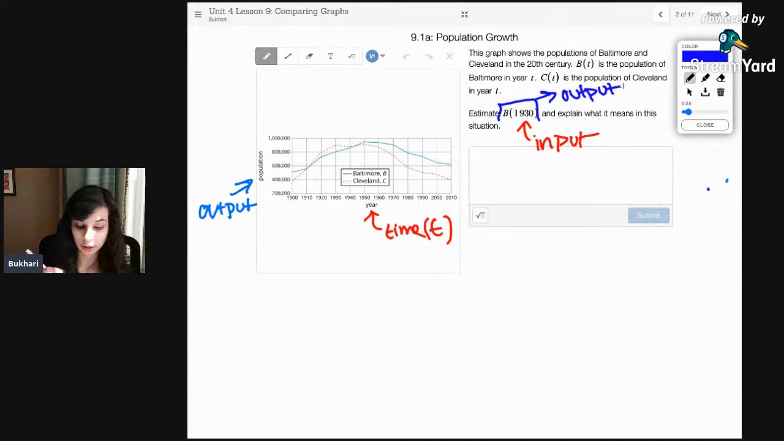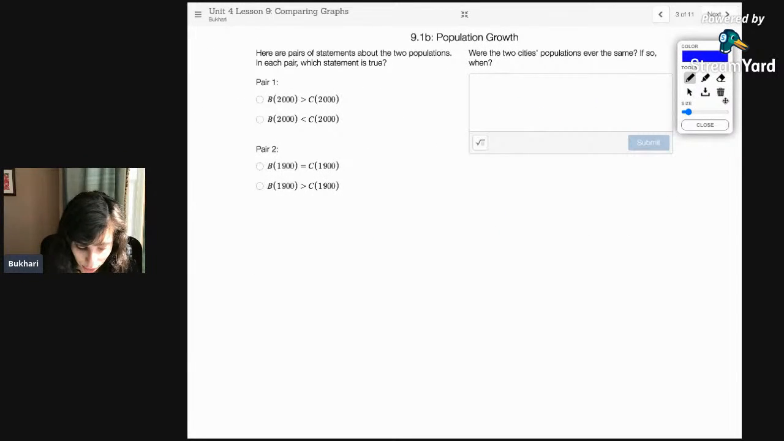We're looking at our input of 1930, and we want to see what the population is when B, the population of Baltimore, is at 1930. You can see that exactly in the graph, and if you need to use a sketch tool to see where it is, feel free to use that. So nothing new yet. Then the question becomes, how can I compare my graphs?